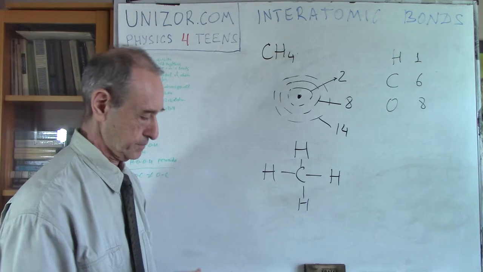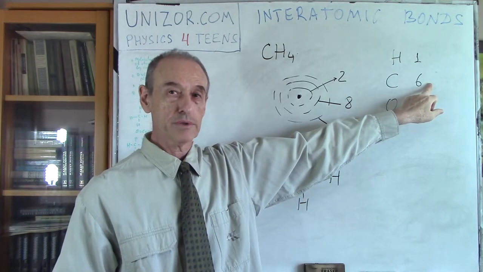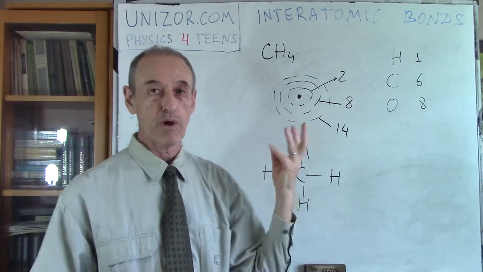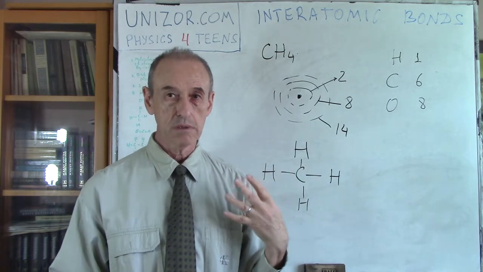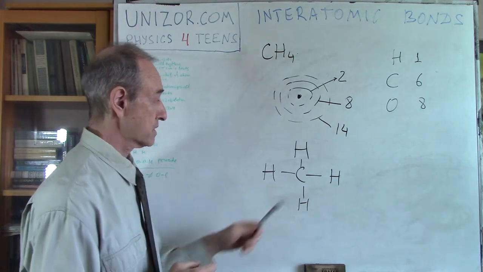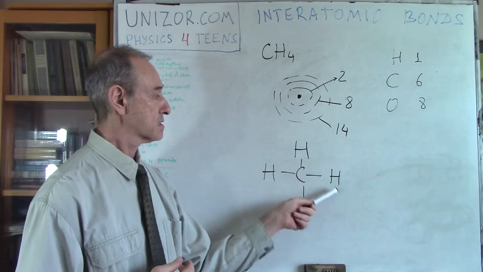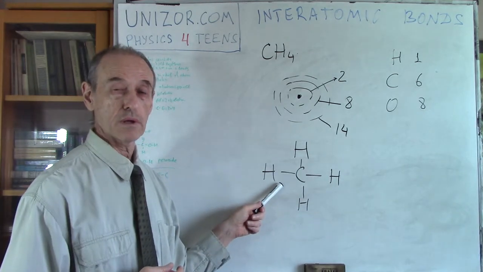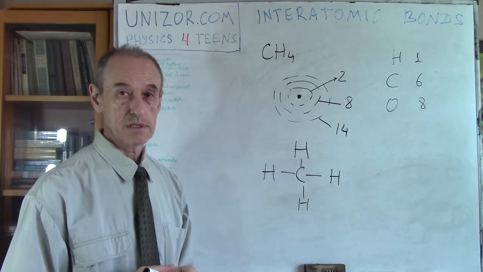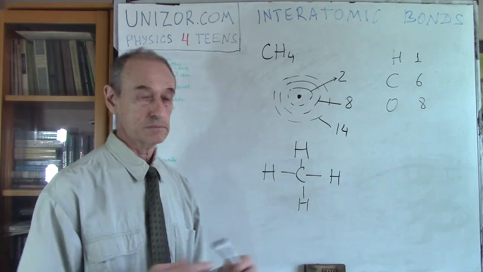What does it mean? Okay, C has 6 electrons, 2 on the inner orbit and 4 on the next one out of 8. So we have 4 spaces to be complete somehow. So this has 4 which are needed to fill it up. These all have one single electron on their orbit. So if these guys are sharing these electrons with this one, everybody is complete, right?